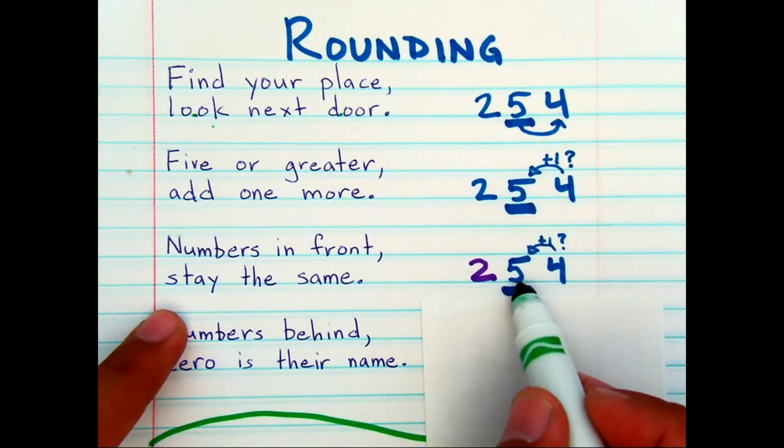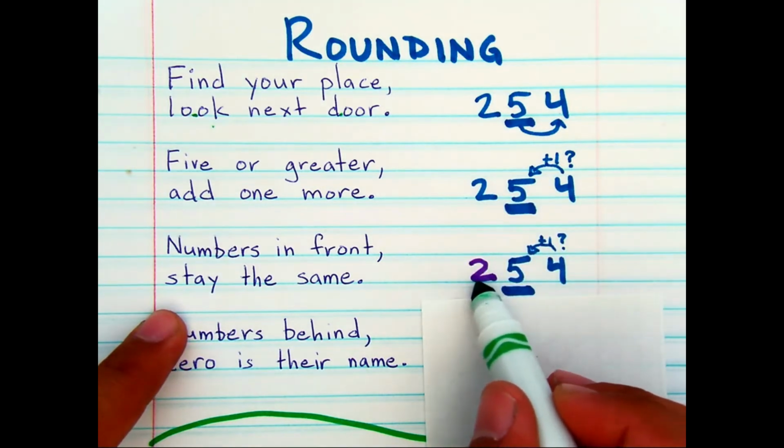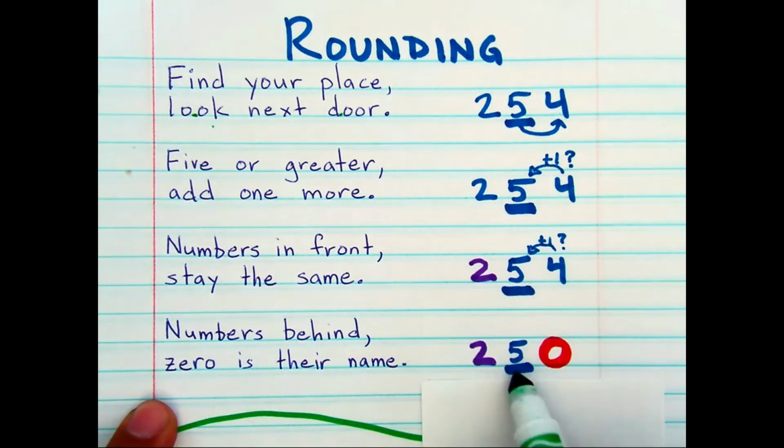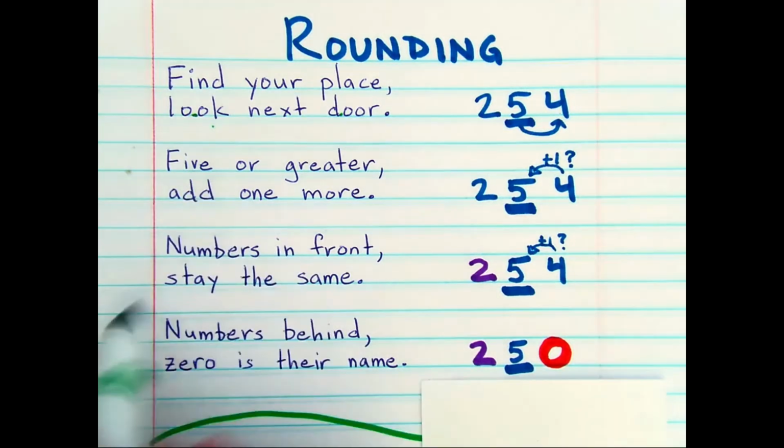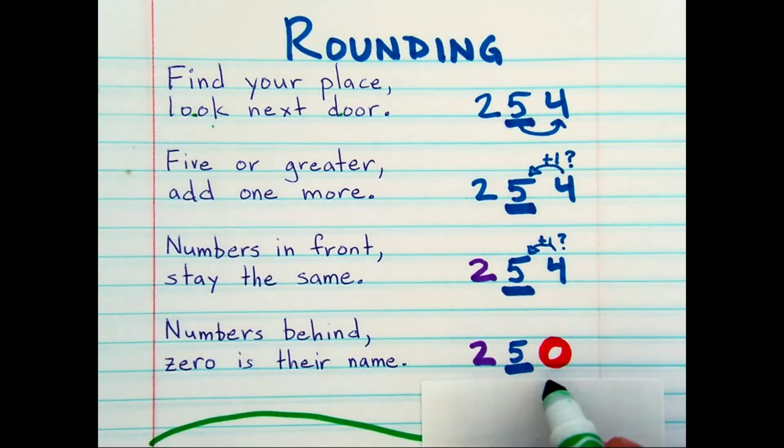Numbers in front stay the same. Numbers behind, zeros their name. And so with these 4 stanzas, with these 4 lines, you can always round to the correct place value.